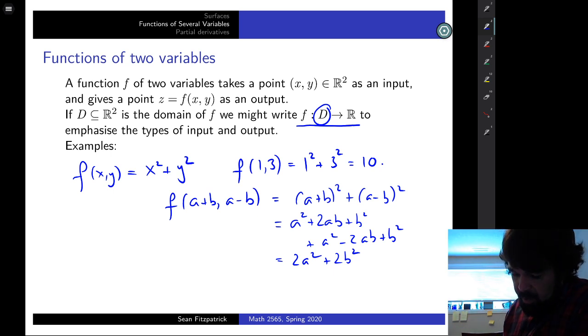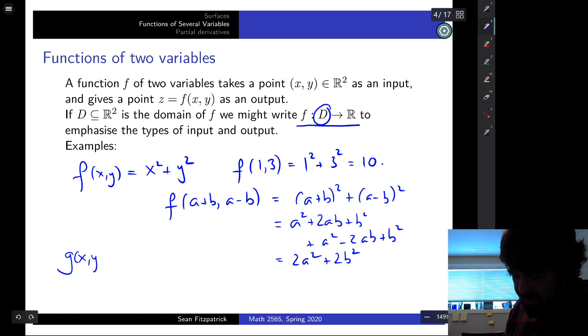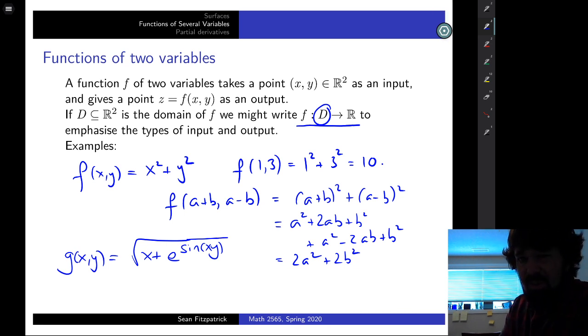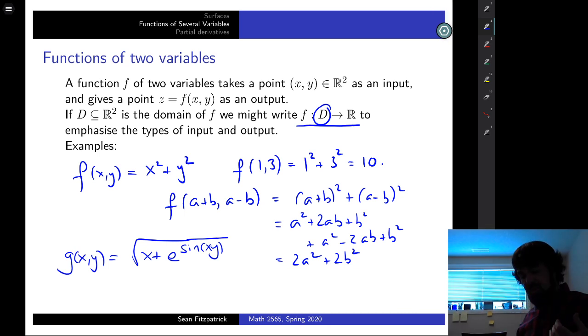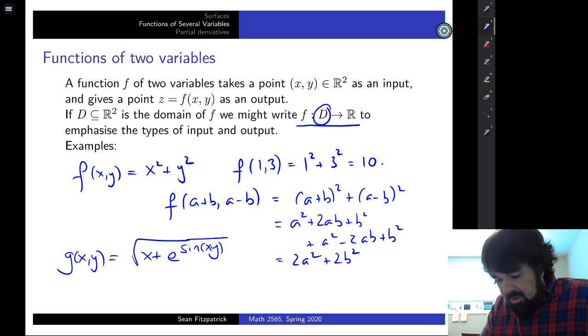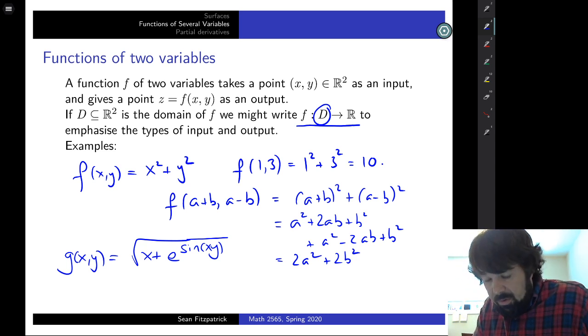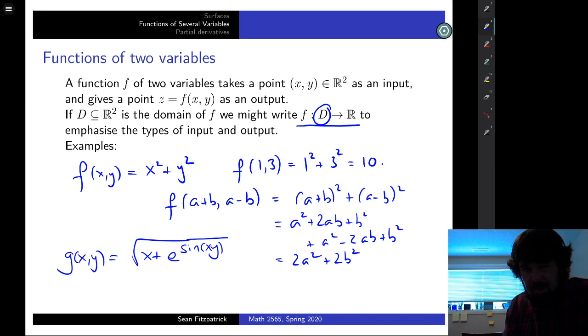So there's lots of things we can do, right? And of course we can use any familiar functions that we have to invent functions of several variables. So I can say, I want g of x, y to be like the square root of x plus, I don't know, e to the sine of x times y or something like that. We can do that sort of thing, right? So the point is, it's really any kind of formula that you can think to write down involving two variables is going to define a function of two variables, right? That's pretty much all there is to it.